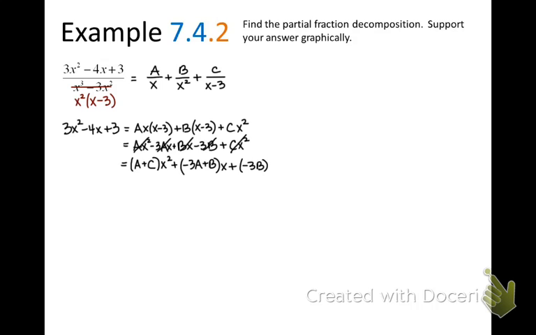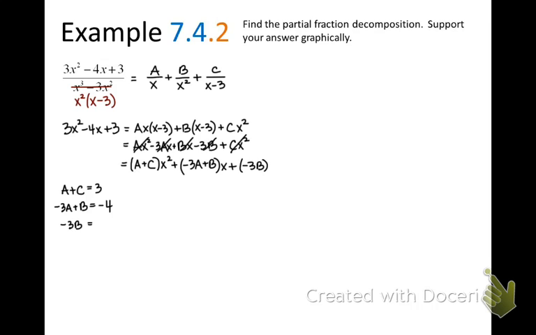Yeah, so now you set it equal to the matching coefficients. So in other words, I'm going to take a plus c and set it equal to 3. What are my other equations? This shouldn't be hard, guys. I should be getting a little bit more response from you. Negative 3a plus b equals negative 4. What's my last one?